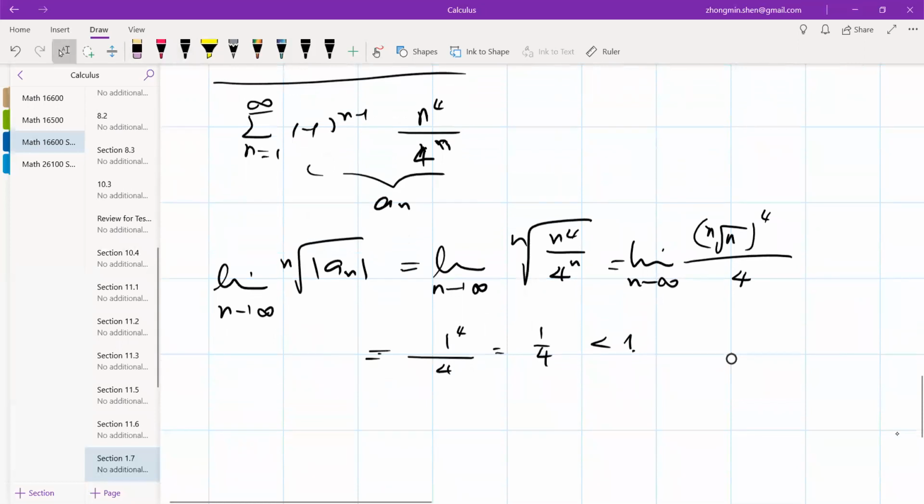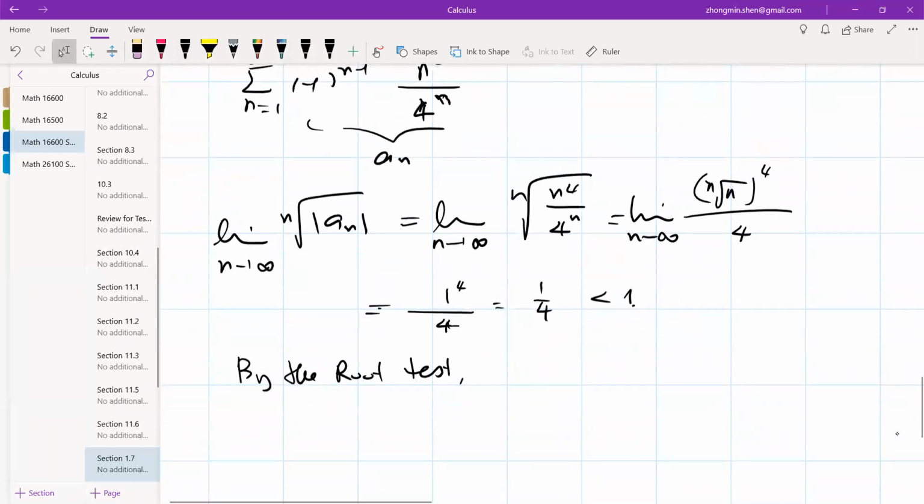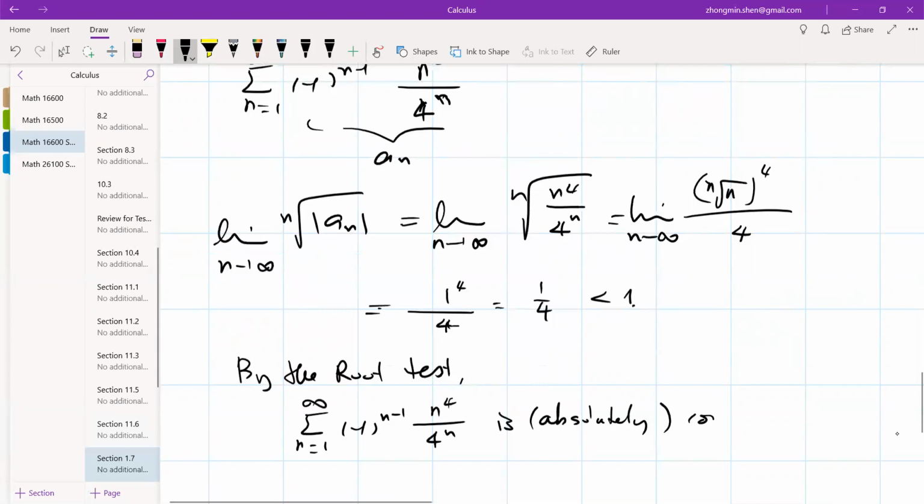So now we have, by the root test, we conclude that this series is going to be absolutely convergent, even better. Not only just convergent, it's absolutely convergent.